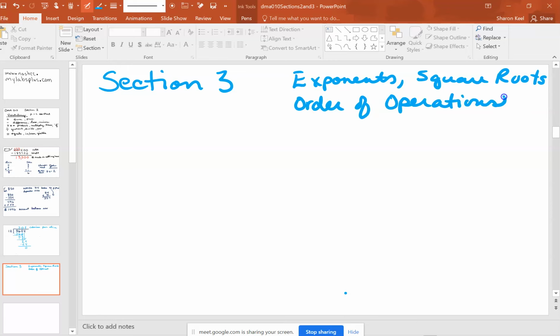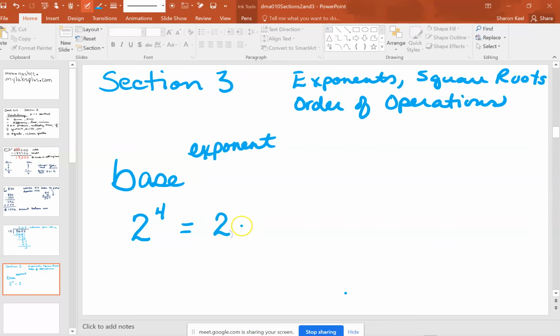Okay, so let's take a moment and we'll start with exponents. When we deal with exponents, we have a value that we call a base, and a base is raised to a power. The power is the exponent. So if I have, let's say, 2 to the 4th power, what that means is not 2 times 4 is 8. That's not the meaning of it. It means we're going to multiply 2 times itself 4 times.